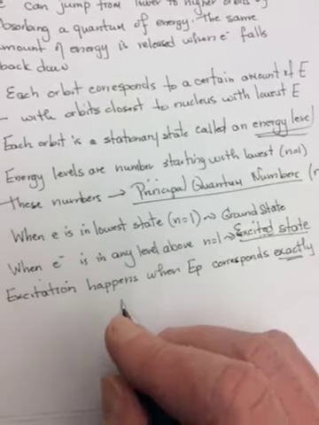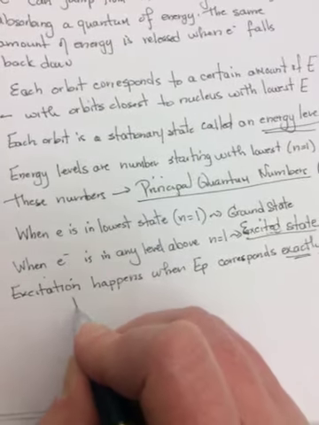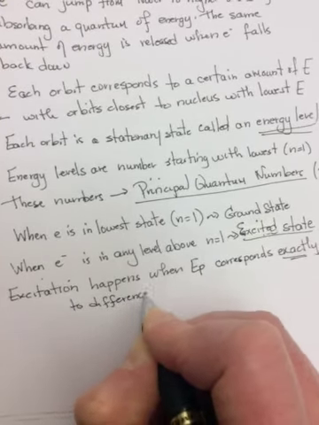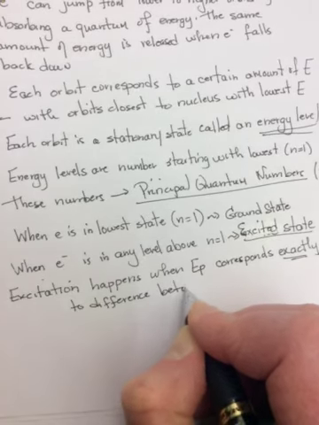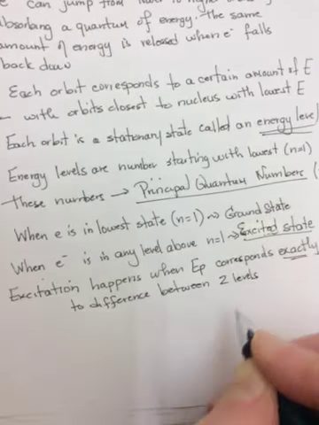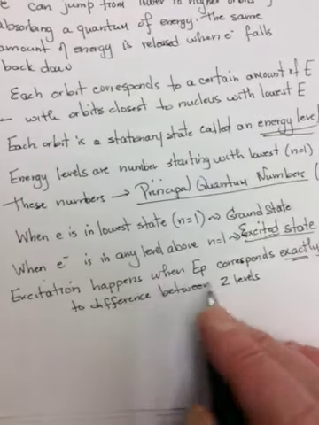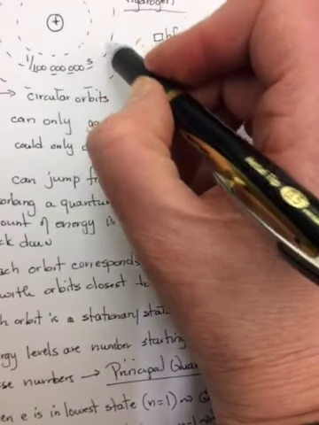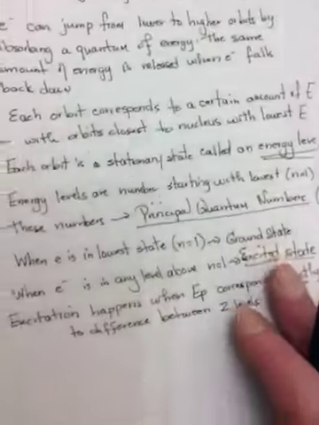It needs to be exactly equal to the difference between two levels. Okay? If it does correspond exactly, then that photon can be absorbed and the electron will jump up. If it doesn't correspond exactly, it will not be absorbed.